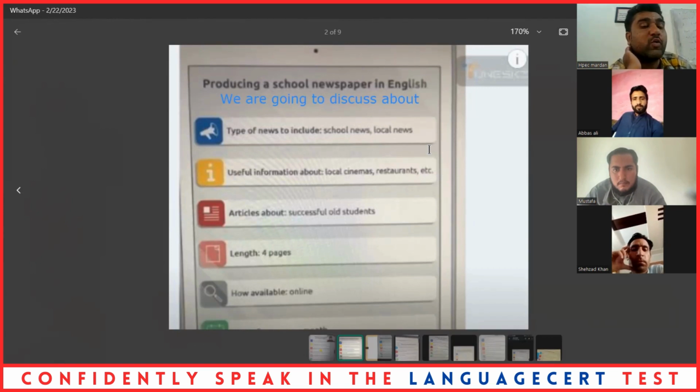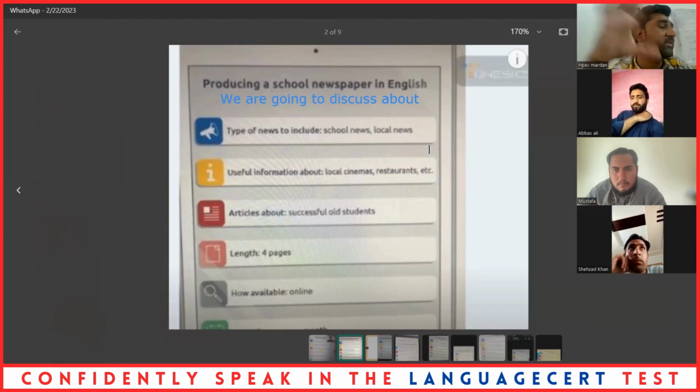So he may ask you what kind of article should be there. You should say, I think the article should be about successful old students, because it would be a kind of advertisement for our college or our school. If they have got good marks, it would be a kind of advertisement, right?